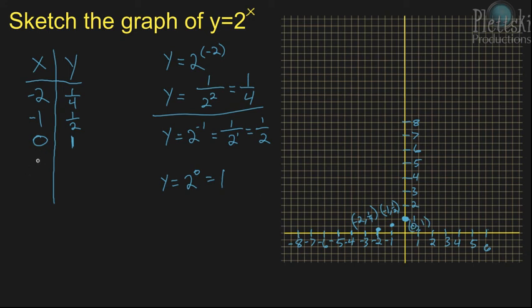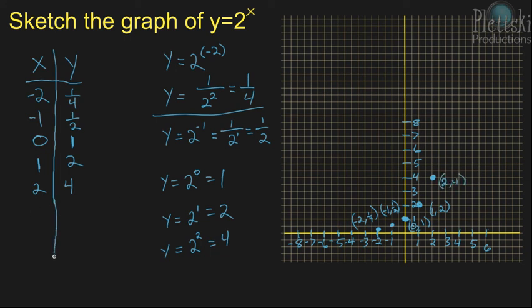Okay, now the next one. What happens when x is 1? Well, when x is 1, it becomes y equals 2 to the first power, which is 2. So let's plot 1 and 2 right there. Okay, when x is 2, what is y going to be? Well, y equals 2 squared, which is 4. So it'll be 2 and 4 right there.